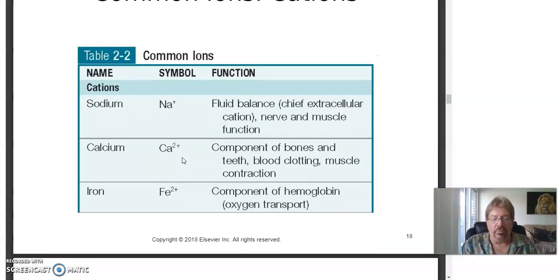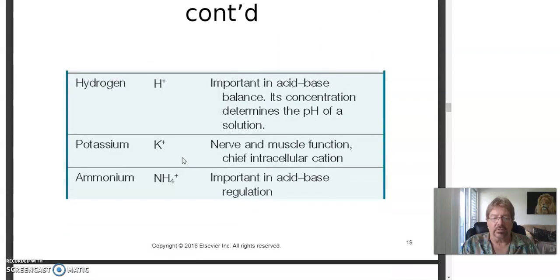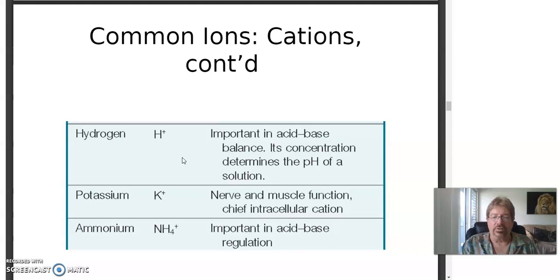We're moving along. We're going to run out of time shortly, so here's common cations. Ones with a positive. Remember, cats are positive. Hydrogen, extremely important in acid-base balance and pH. Potassium, again, known in ancient times, so it's the Latin word, forms a positive ion.